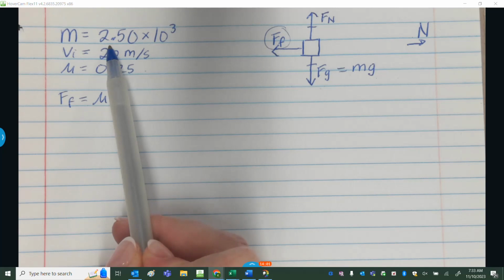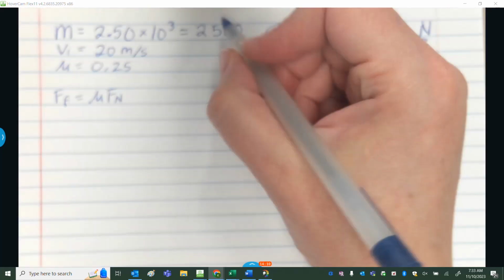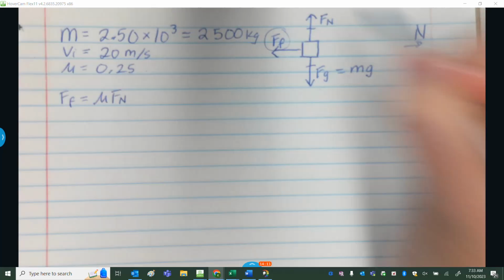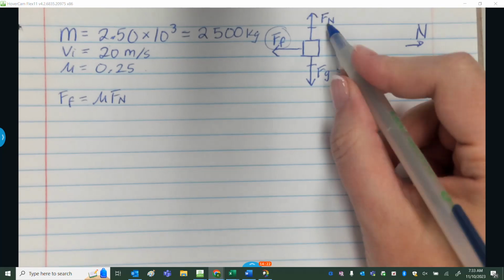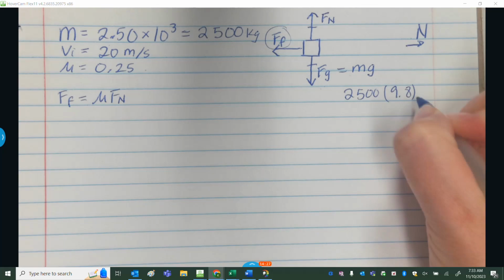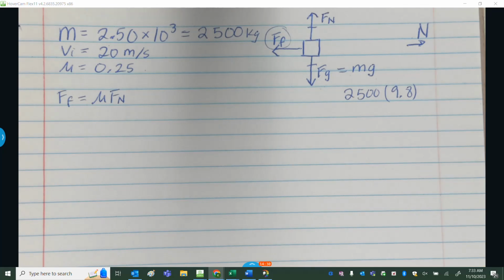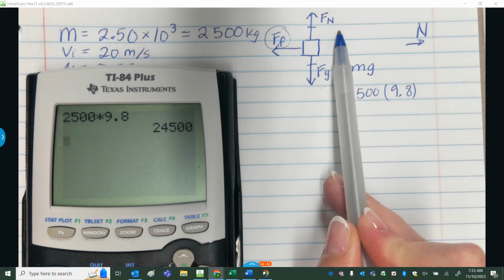Now the mass that they gave me in the question is written in scientific notation, and you are welcome to leave it that way, or you're welcome to write it in standard form. 2.50 times 10 to the third kilograms is just 2,500 kilograms. That might be easier for you to work with, I don't know. But if I want to solve for Fg and thus for Fn, I need to multiply that mass by 9.8, and that's going to give me the magnitude of Fg and of course also Fn. So let's go ahead and do that. 2,500 times 9.8 equals 24,500, and so that is both Fg and Fn.